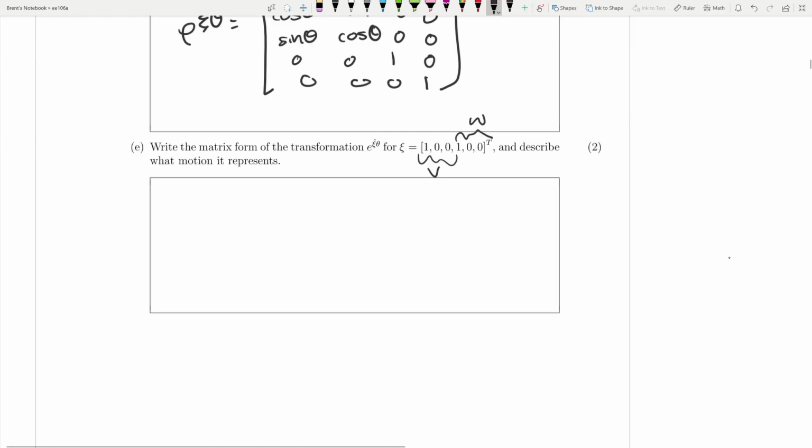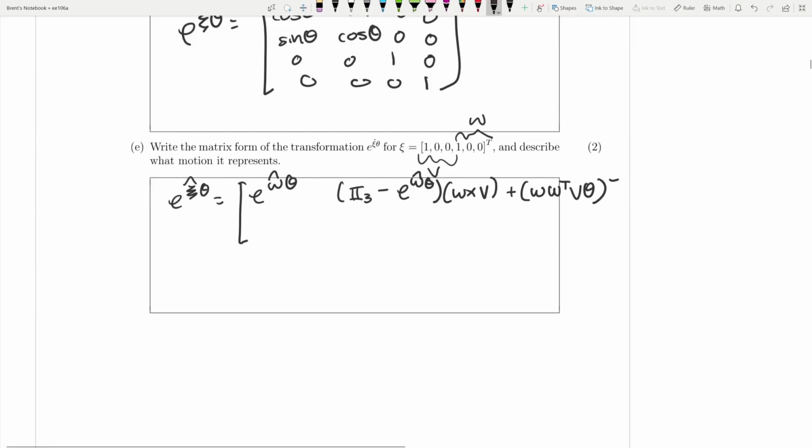So from class, we know that there's a closed form solution for this matrix exponential, which is on your cheat sheet. So that's e to the omega hat theta, I3 minus e to the omega hat theta times omega cross v plus omega transpose v theta. And then at the bottom, we have a 0 vector transpose and then a 1.